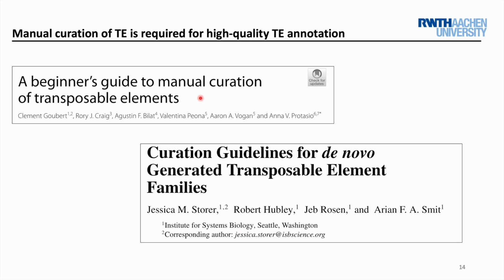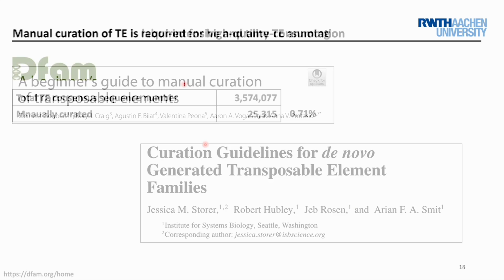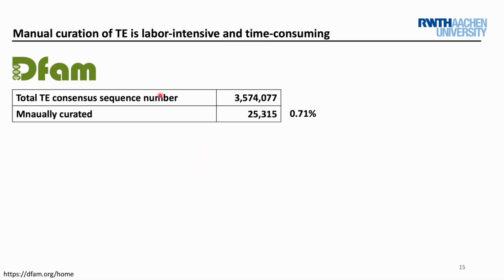I highly recommend you read those two papers, which can definitely help you to understand what manual curation of TEs is, and this can also help you to understand TEtrimmer. The manual curation of TEs can dramatically increase the quality of your TE consensus library, but on the other hand, it's also very labor intensive and time consuming. So it's not possible to widely apply it on all the genomes that have been sequenced.